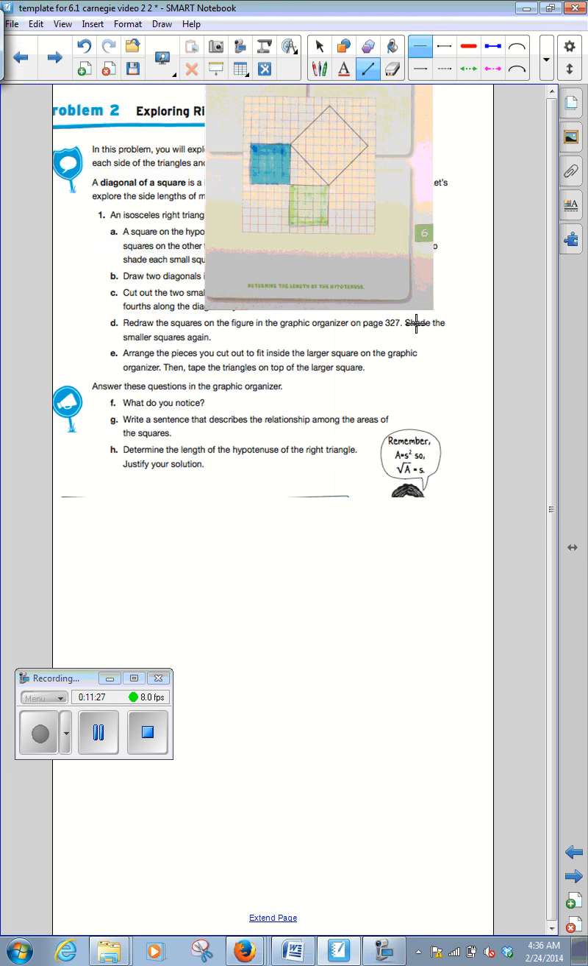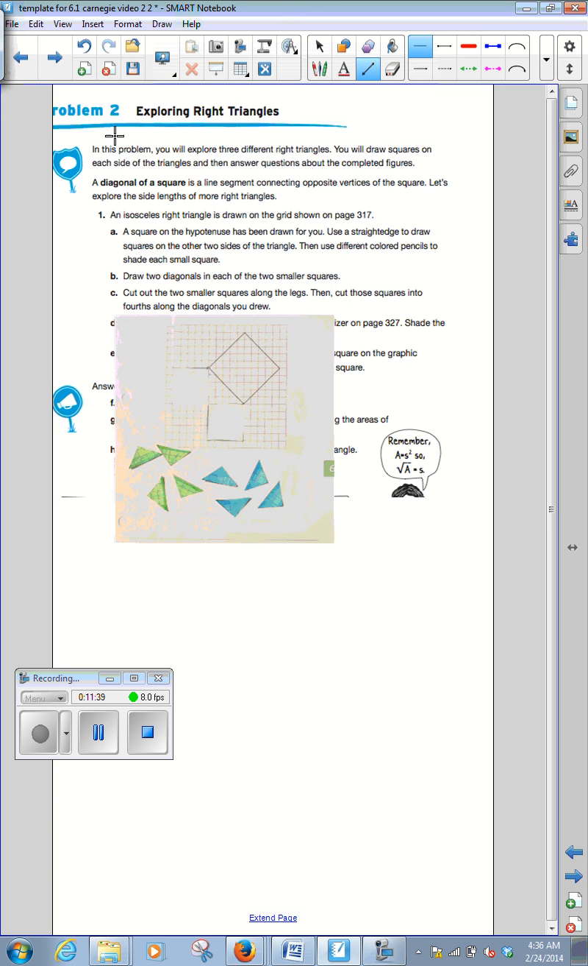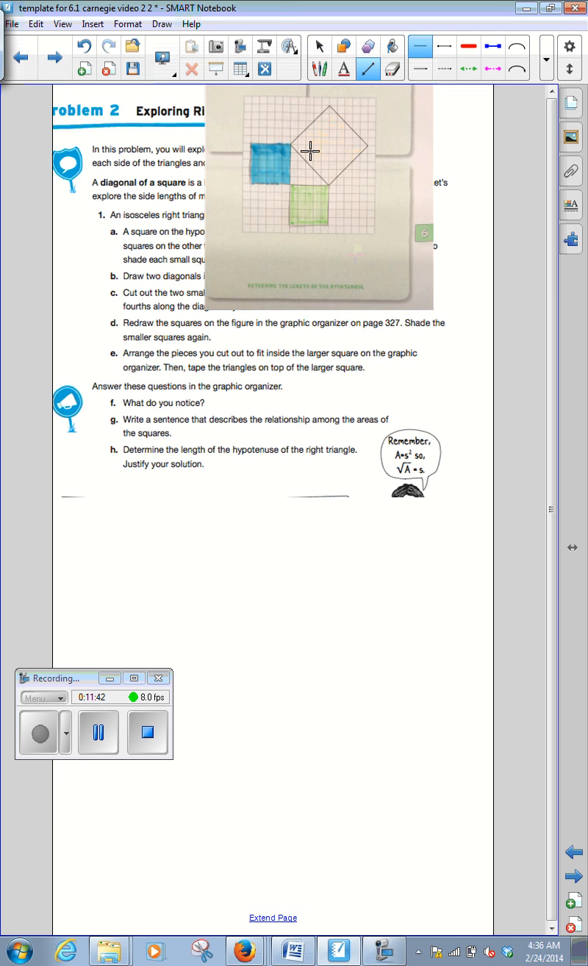It says shade the smaller squares again, which I did. Now, letter E says arrange the pieces you cut to fit inside the larger square on the graphic organizer. So that means these small pieces that I cut earlier, I need to rearrange them and try to fit them inside of the bigger square that's on my graphic organizer and then tape it down. I want you to try to do that before you watch the rest of the video to see how to do it. So everybody hit pause. Then you try to fit those smaller triangles into the bigger triangle.